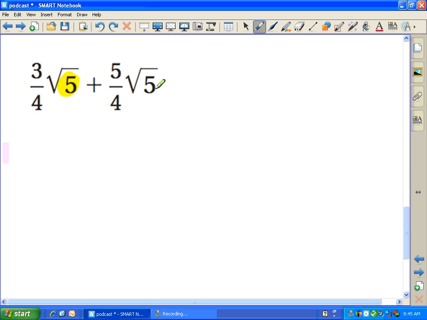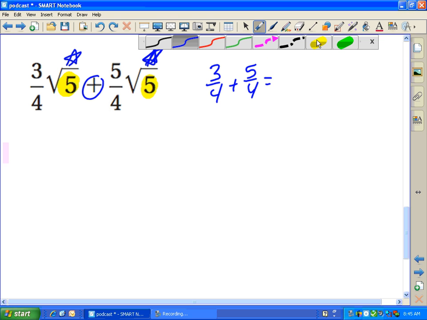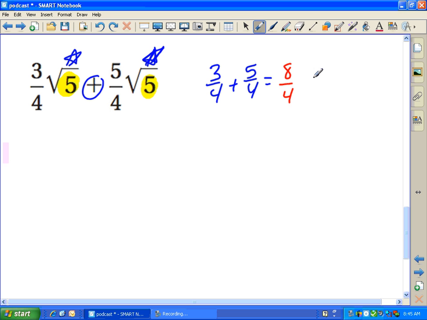Both of my square roots are the same, so I'm going to give them both hearts or both stars. Yeah, it's a cub-like star. No comments. I'm adding. I'm going to do 3/4 plus 5/4. Both of my denominators are the same, so I'm going to keep them the same. 3 plus 5 gives me 8. Once my denominator is the same, keep it the same, I get 8/4.